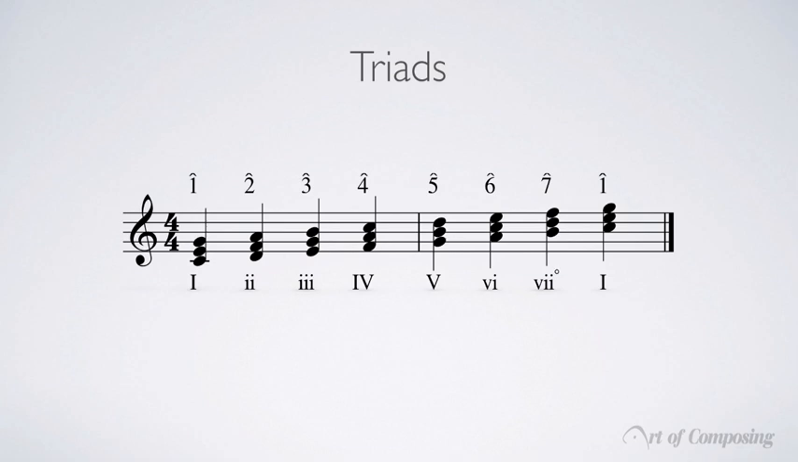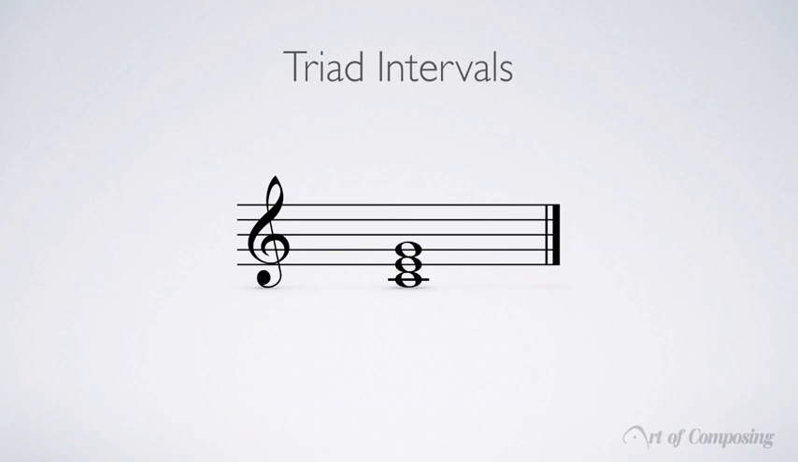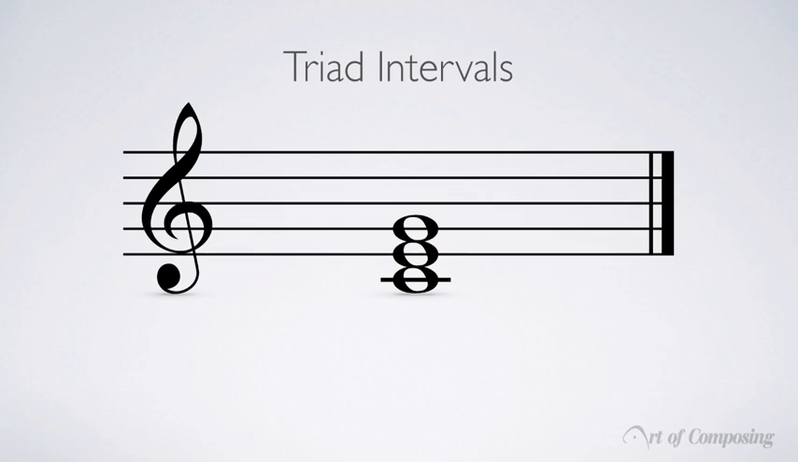Now, if you think about it, for every triad, there are 3 different intervals. There's the interval between the bottom note and the second note, and then between the second note and the third note. And then there's also the interval between the bottom note and the top note. Now, all 3 of these intervals determine the quality of a chord. In each chord, we also have names for the notes that are separate from their scale degrees. They're the root, the third, and the fifth. So let's look at each chord in detail.